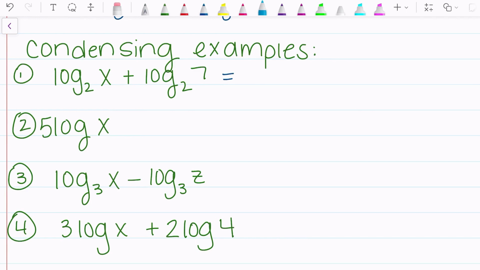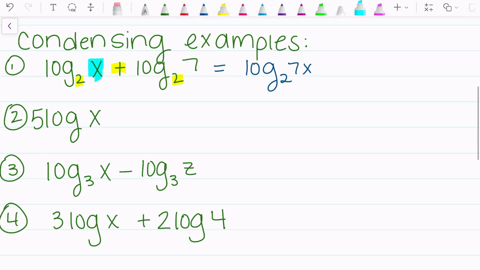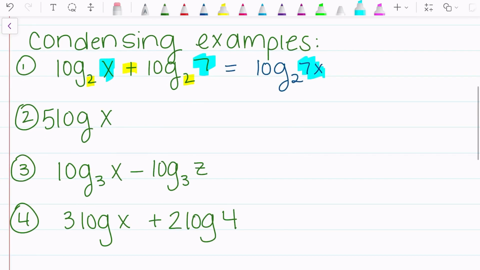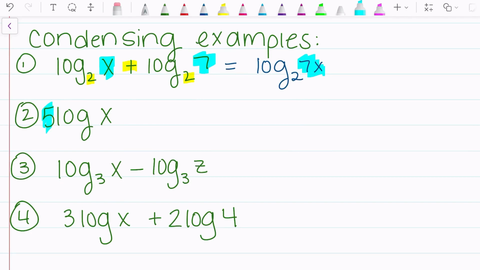And so if we want to condense this first problem, I see that they're separated by addition. I see that they have the same base. And so I can rewrite this as one log using multiplication. And x times 7 will give me 7x. So I just took the x here and this 7, and that made 7x. All right, when we have a number out in the front, the way we deal with this is to raise it up and it becomes an exponent. So I have log, this is a log base 10, there's no subscript number, so we know it's a 10, and then I'll have x to the 5th power.